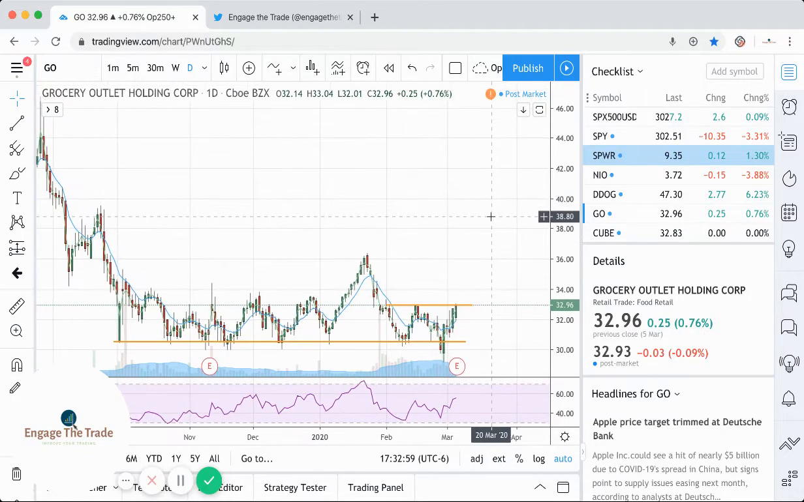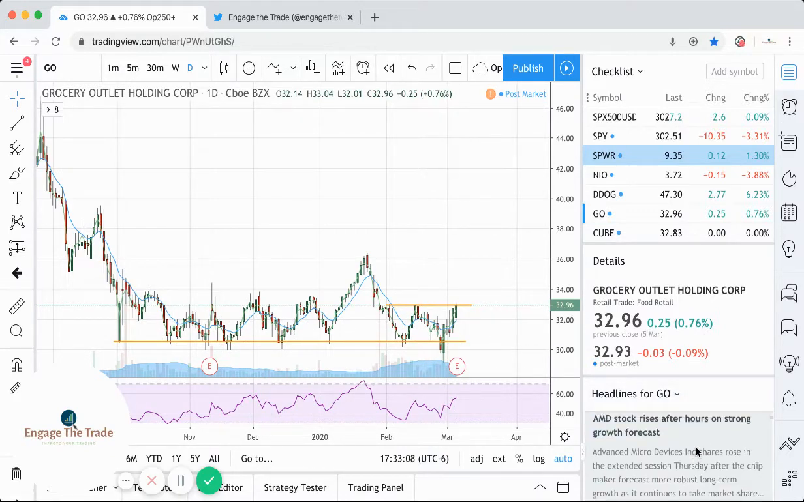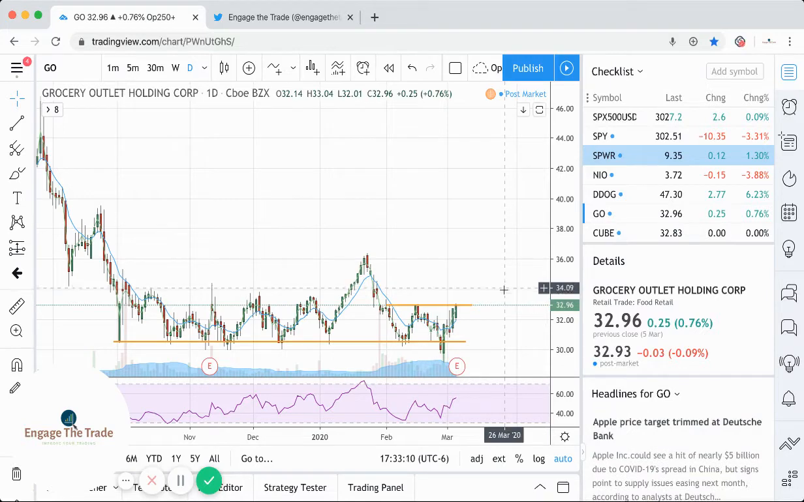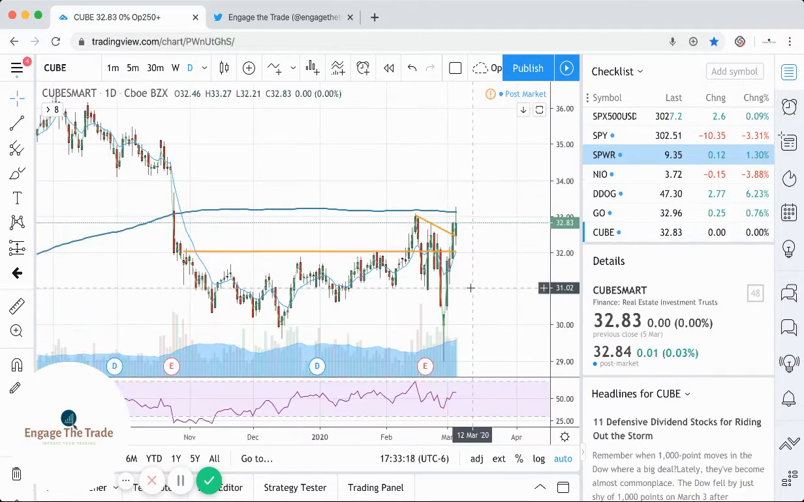Go grocery outlet, very interesting base here. Came up out of it. It's supposed to be earnings. Maybe it's tomorrow, today, something. But that all is kind of dependent on it. But we'll see what happens after earnings. Kroger went crazy today after.